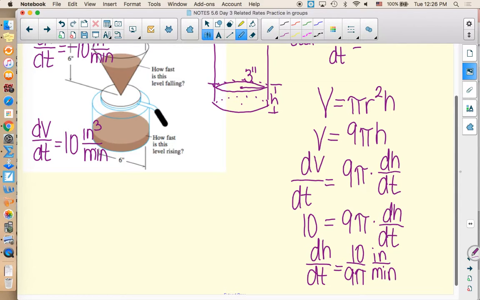And then if you go to get the decimal equivalent of that, just please watch your division. It's 10 divided by the quantity 9 pi, so that if you came up with a decimal value of 0.354 inches per minute, that would be equivalent.